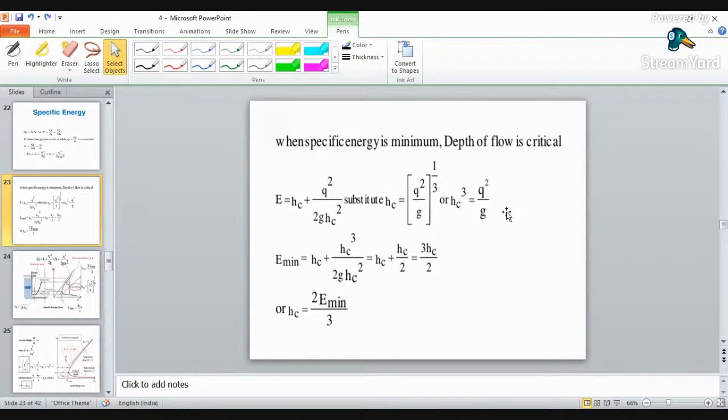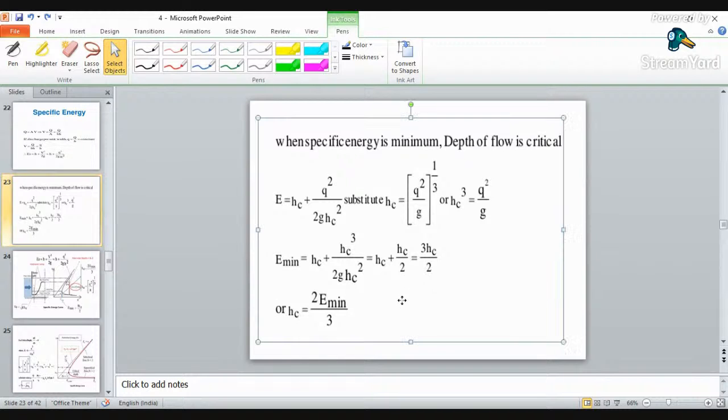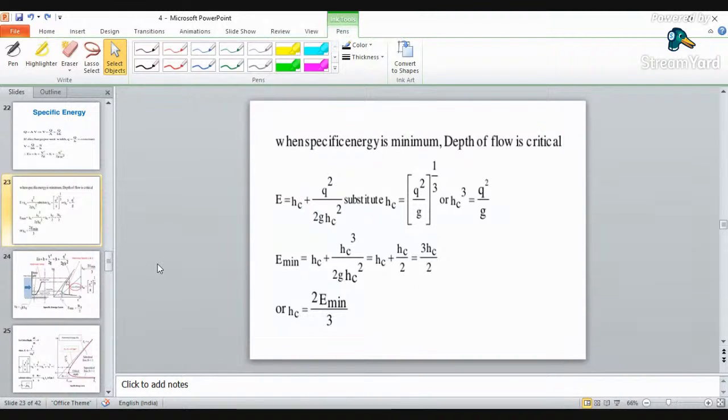When you solve this, you will get an equation for Hc, that is critical height: q square by g to the power 1 by 3, or cube root of q square by g, where small q is nothing but your discharge per unit width. Again, when you derive the equation for minimum energy, you will get it as 3 by 2 of the critical depth. Substitute 3 over here and 2 over here, so you will get E minimum as 3 by 2 of critical depth, and critical depth will be calculated as q square by g to the power 1 by 3.